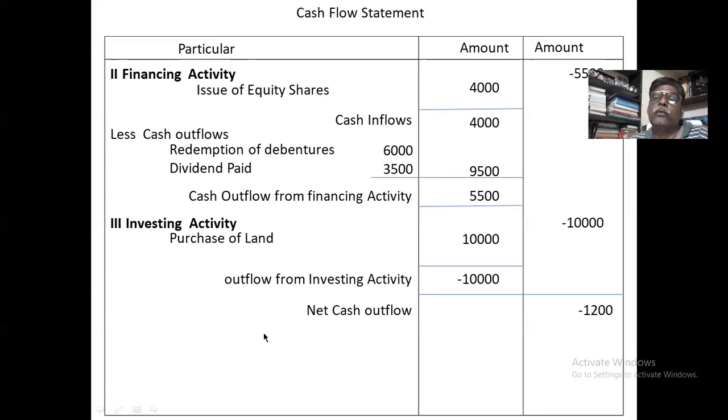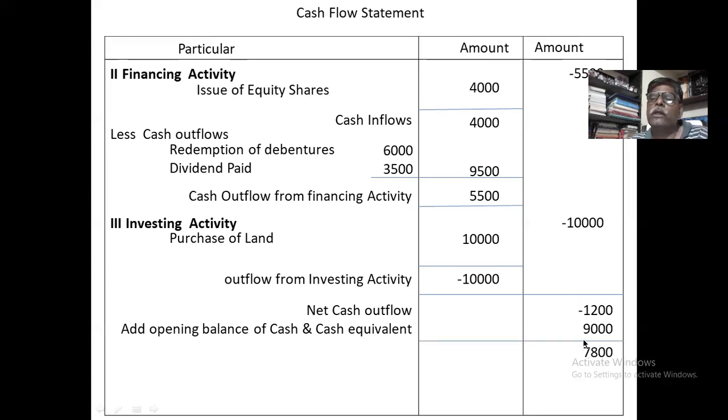Then you take the opening cash and cash equivalent, 9,000. You add. If you add, you will get the closing cash and cash equivalent. This is equal to closing balance. On the basis of this, you have to judge whether your solution is right or wrong.